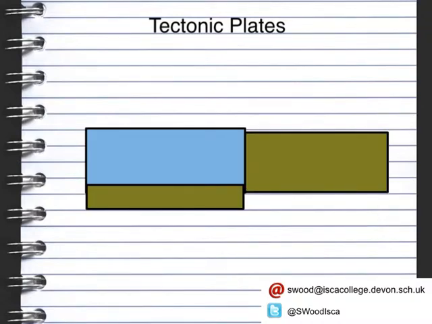Now, here what we have is two plates. On the left side we have an oceanic plate. The oceanic plate is different to this one here, which is the continental plate. You can see here that at the top we've got water, whereas this is all land. This here is a very, very thin layer, but it's very, very dense.